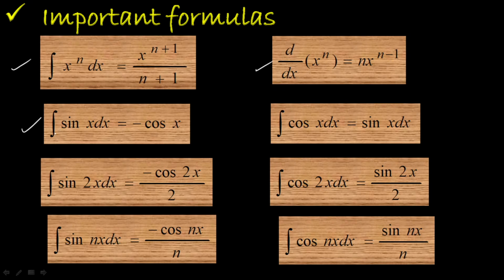The second formula you should know is integral sin x dx is nothing but minus cos x, whereas integral cos x dx is sin x. Next, integral sin 2x dx is nothing but minus of cos 2x divided by 2. That is, the coefficient of x occupies the denominator. And integral cos 2x dx is nothing but sin 2x divided by 2. In general, integral sin nx dx is equal to minus of cos nx divided by n, whereas integral cos nx dx is equal to plus sin nx divided by n.